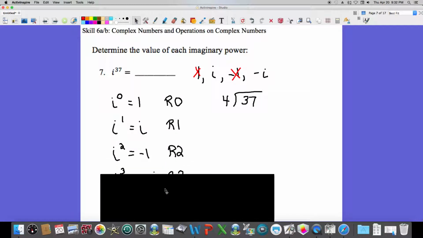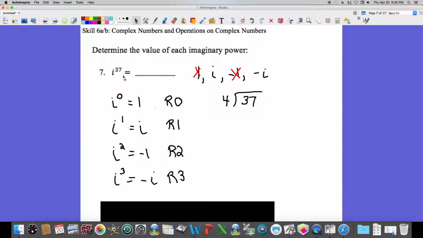All right, so I claim that when I do my division, when I take this exponent 37 and divide it by 4, I'll have a remainder.